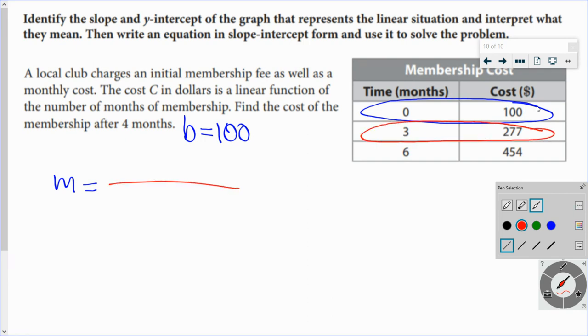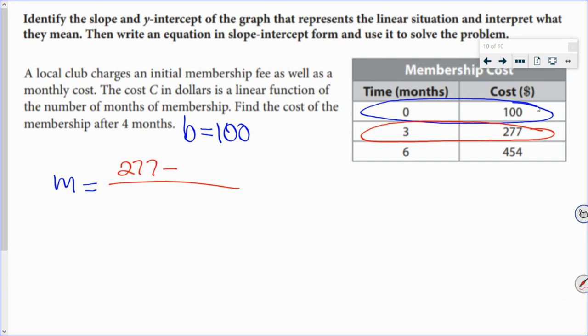So I can say, well, my slope here is 277 minus 100 over 3 minus 0. 277 minus 100, 177. 3 minus 0, 3. What's 177 divided by 3? 59, is that right? Yeah. Yes, okay, somebody divided, so 59.